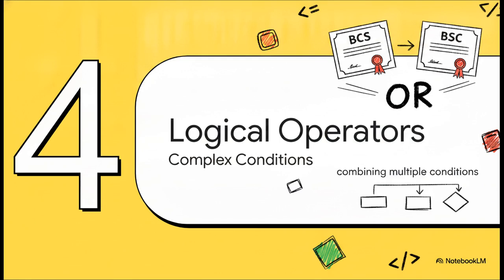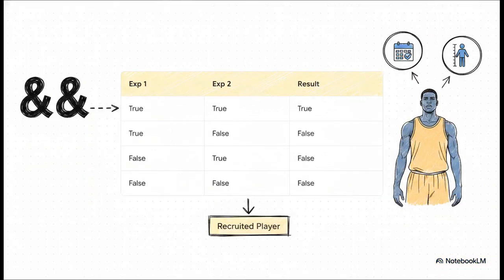Like, say you're requiring a job applicant to have a BCS or a BSc degree. Meet the AND logical operator. It's represented by two ampersands. This little guy strictly forces both conditions to be true for the final expression to evaluate as true. So if you need a basketball player who is both over 18 and taller than 6 feet, this is absolutely the operator you're going to use.